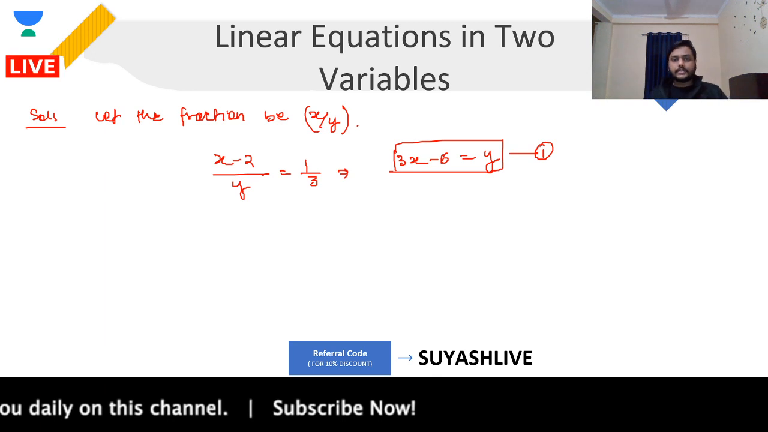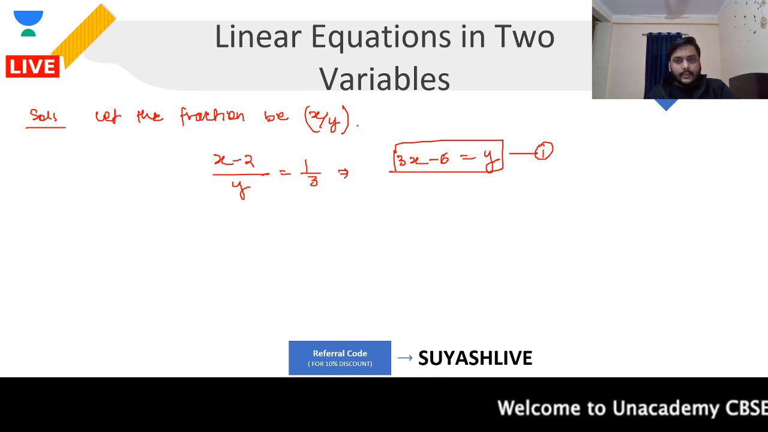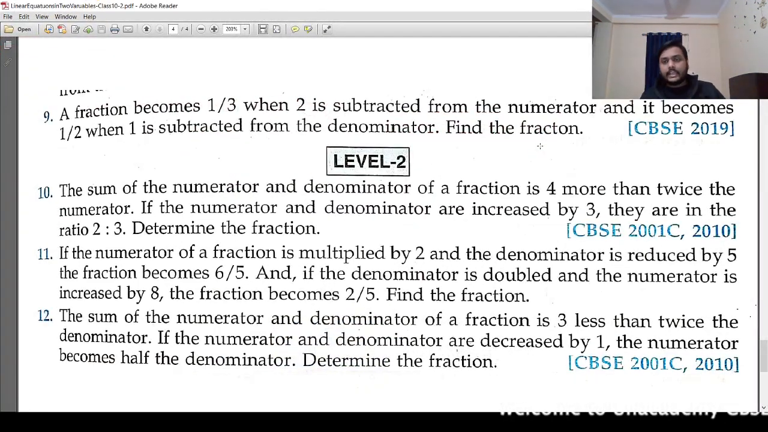This is my first equation, guys. Are you clear? Okay, this is my first equation. I got the value of y. Now if you look at this, guys, the next thing that has been given to you is what? That the fraction becomes 1 upon 2 when 1 is subtracted from the denominator. So now if you are subtracting 1 from the denominator, then your fraction is becoming what? It's becoming 1 upon 2.